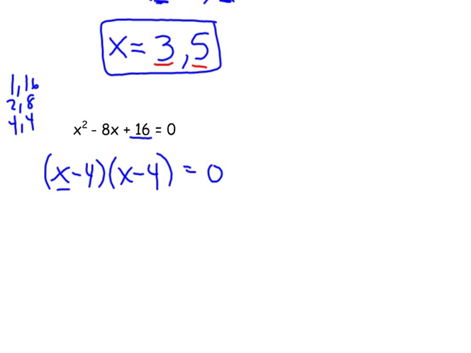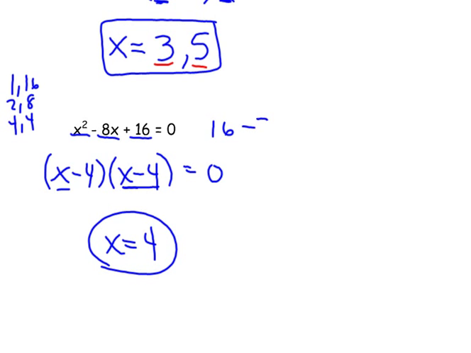What value of x makes that 0? Positive 4. And then what value of x makes this second one? It's also a positive 4. We only need to list it once if it's the same number. Then we're going to plug it back in and check it. 4 squared is 16, minus 8 times 4 is minus 32, and then plus 16. Does that equal 0? And it does, so that's our answer.